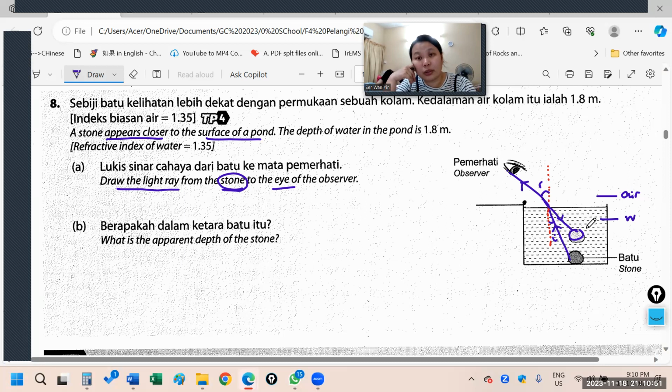So be careful when you go to the swimming pool. You better go to the shallower area first, then you go to the deep part.